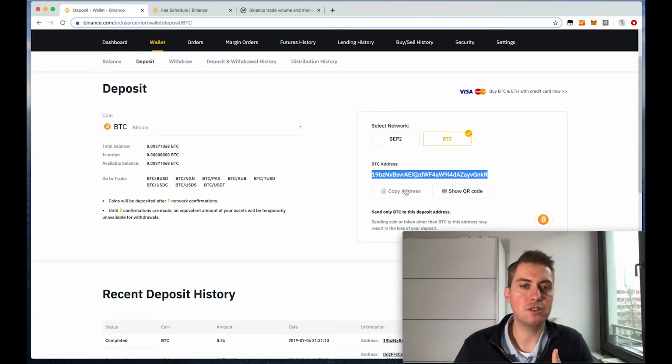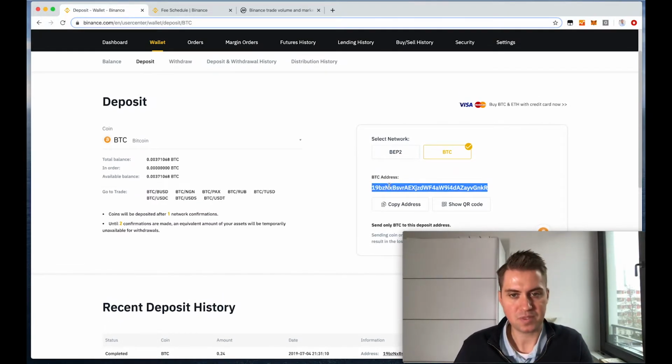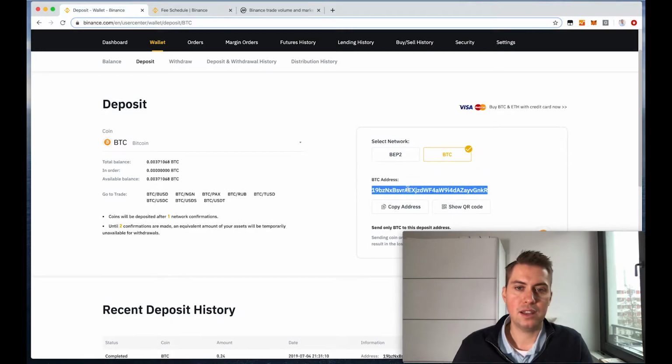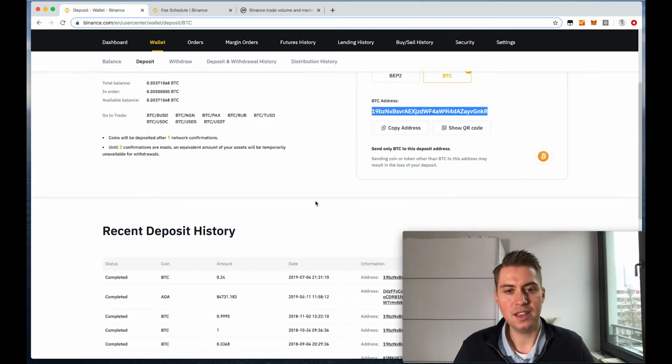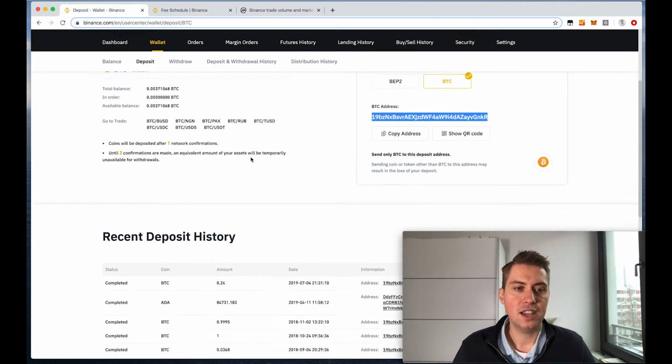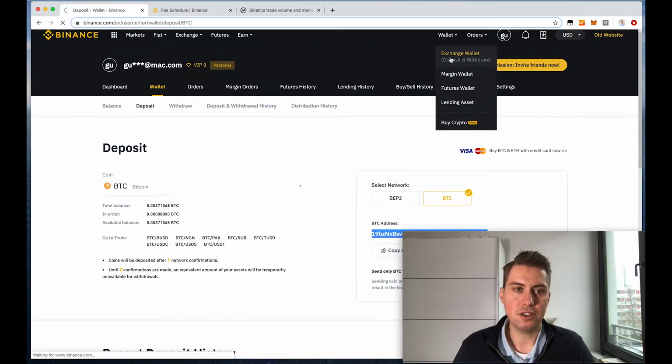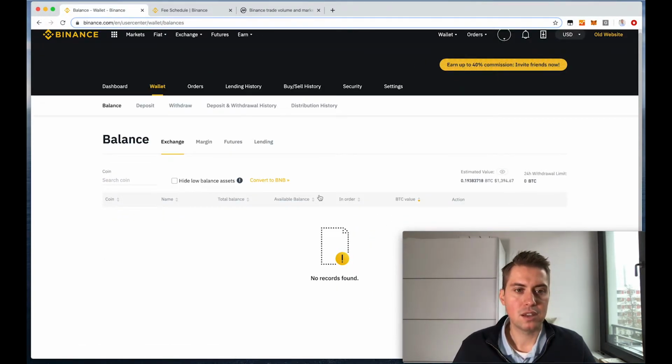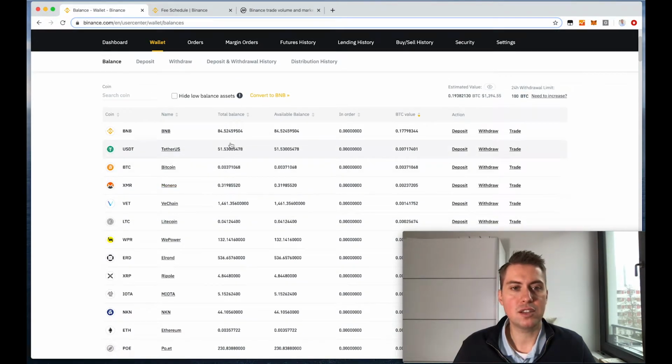And once you have your Bitcoins, you can actually send them to Binance. If you copy that address and add it at Coinbase, just make sure you check the first few letters or numbers and the last few letters or numbers, just to make sure the address is copied correctly. And once you have done that, you will actually see the Bitcoins in your wallet. So here's my wallet, and you can see I have some Bitcoins in here. I have BNB in there, and I have Tether USDT in there, and some other stuff.